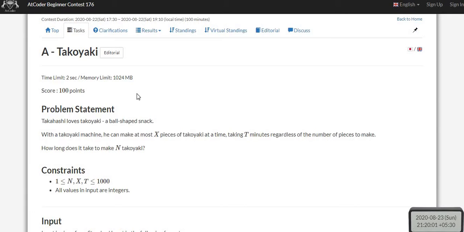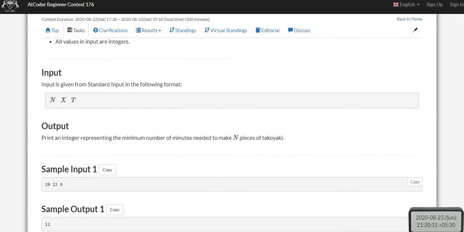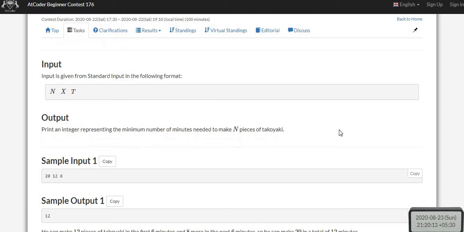If we are going to form X pieces of takoyaki at a particular time, it will surely take t minutes of time. So we have to reduce the number of minutes to make all the N pieces of takoyaki. So let's take an example. Here there are three integers given as an input, N, X, t. So we have to form the N number of takoyaki in the minimum number of steps.